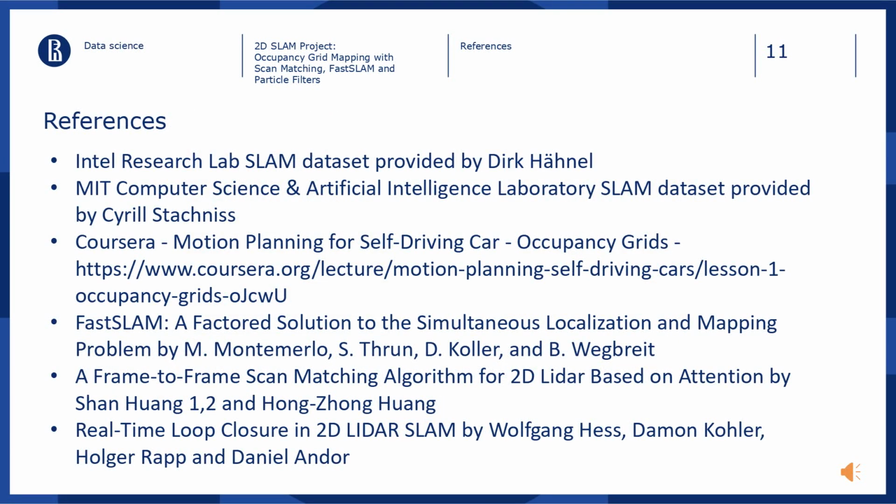In conclusion, this project successfully implemented a 2D SLAM solution that enables robots to map their environment and localize simultaneously. By combining occupancy grid mapping, scan matching, and FastSLAM algorithm with particle filters, we built a system capable of handling real-world challenges like sensor noise, odometry drift, and efficient map updates.